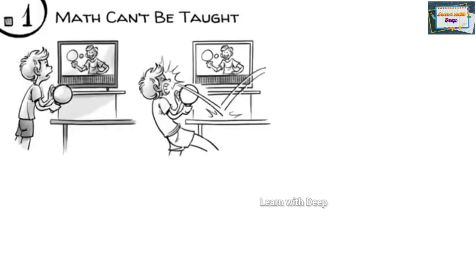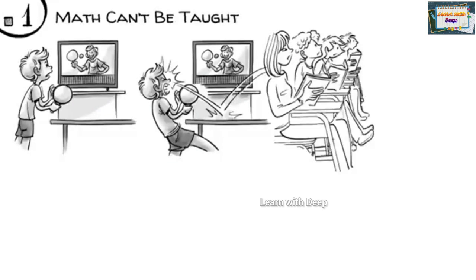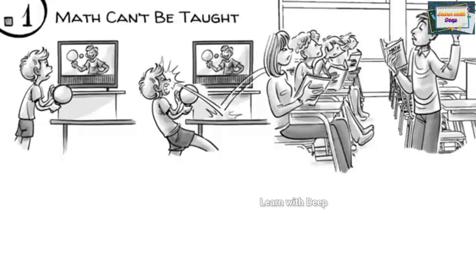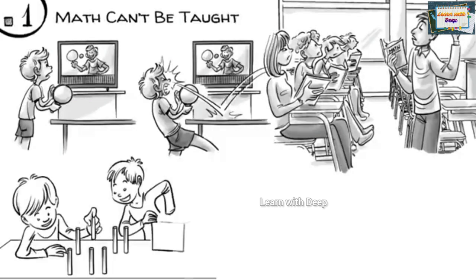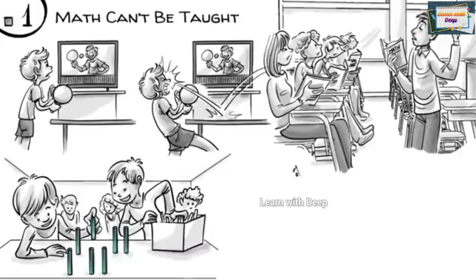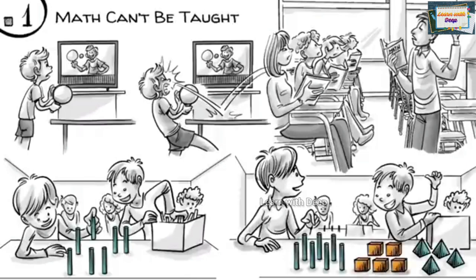Math can't be taught. Just like we can't learn ping pong from watching videos, children can't learn math from reading textbooks or listening to a teacher. Instead, they learn math by doing math, ideally with real objects, because only when they do math are relationships constructed right where math happens, in their heads. It happens in the head.